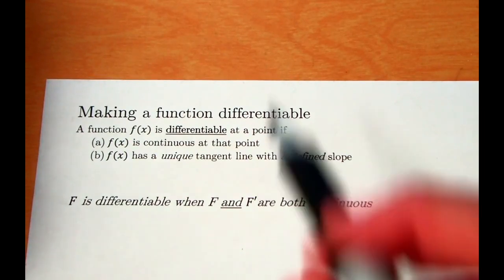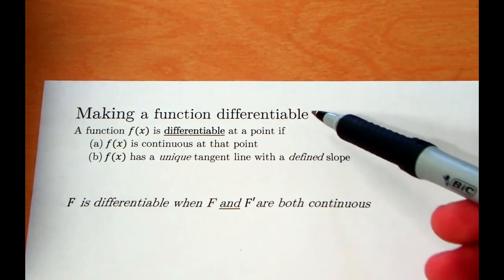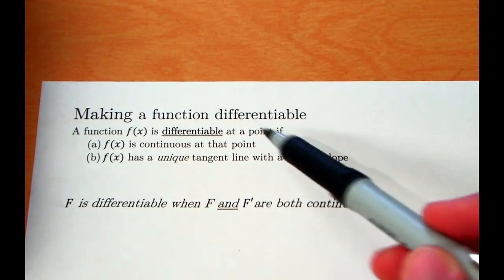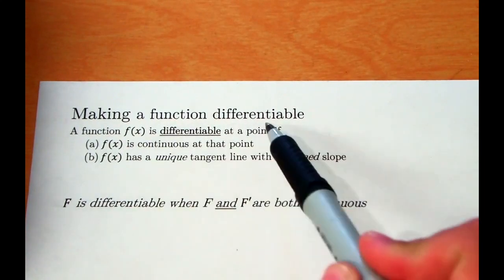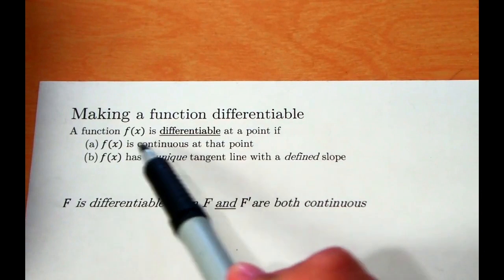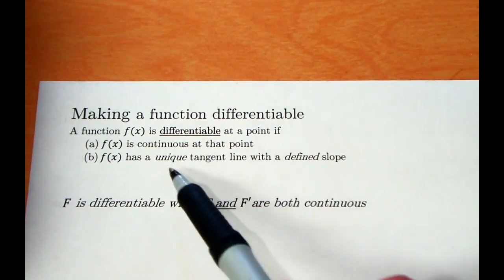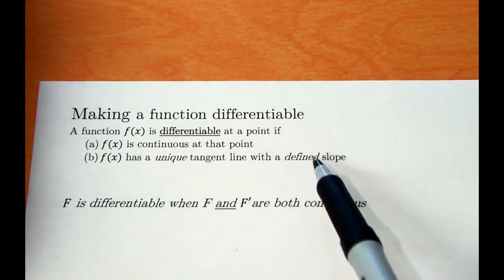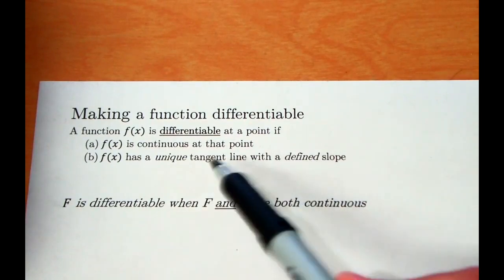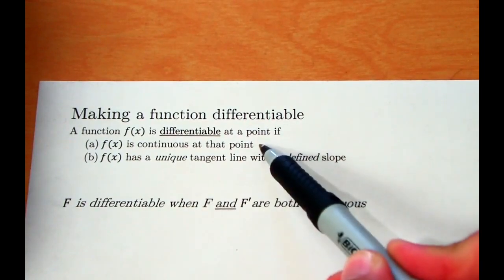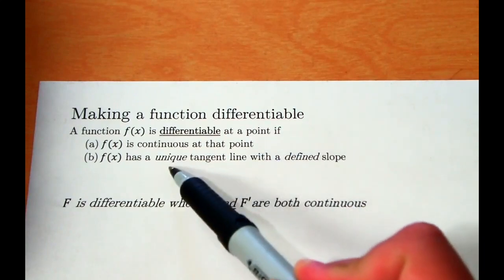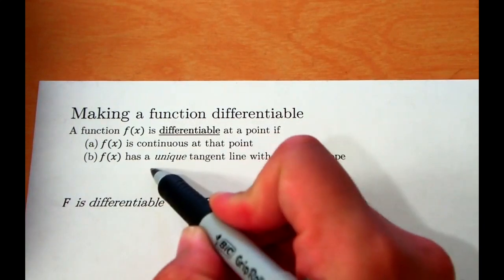So just a bit of review before we get into how to make a function differentiable. Remember that the word differentiable means that a function has that property at a single point if, one, it's continuous at that point, and two, at that point you have a unique tangent line with a defined slope. So remember, it has to be continuous. And as a second condition, it has to have a unique tangent line, which means there's no ambiguity.